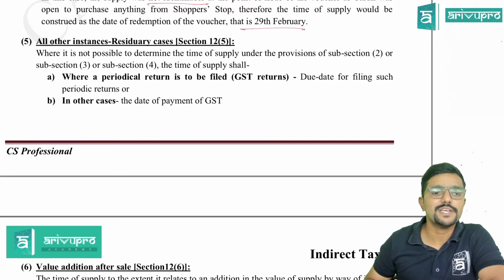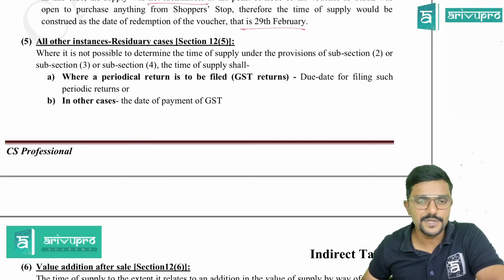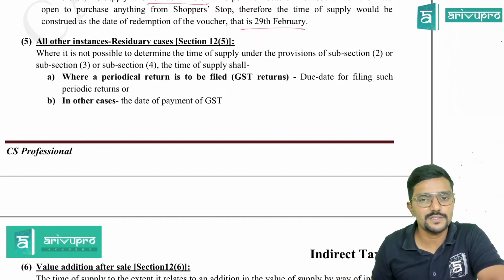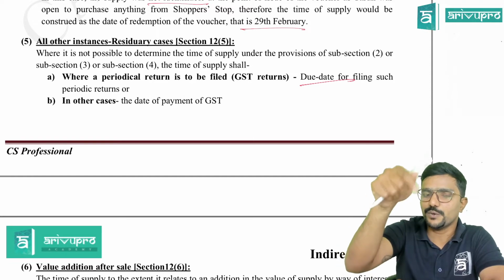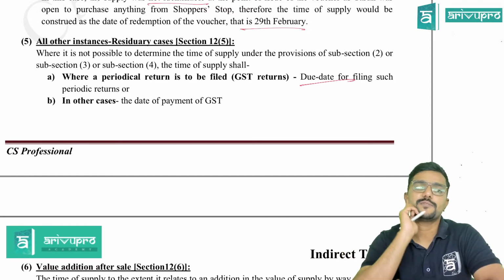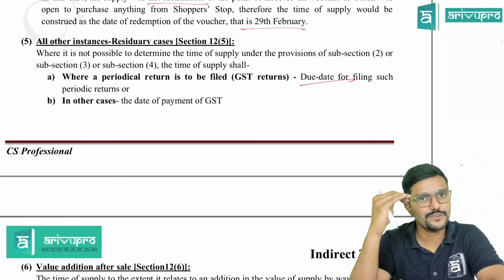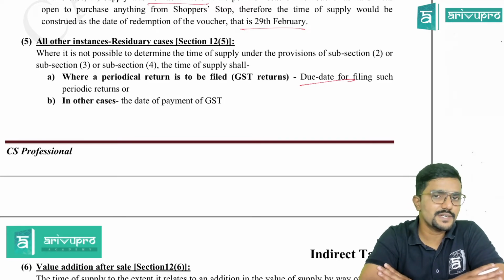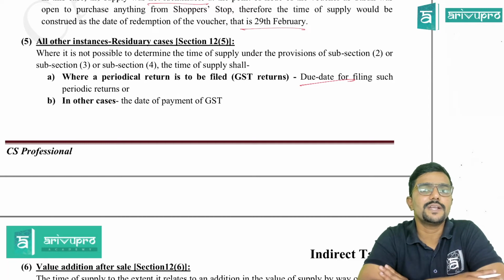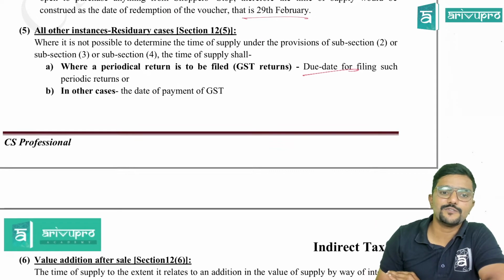So the time of supply shall be, where a periodical return is to be filed, means you are a registered person under GST filing the periodical GST returns, then whatever the due date to file that return, that will be the time of supply. There is a due date set under the Act to file each and every return, which you will learn in the returns chapter. So that due date is the time of supply for you. This is for registered persons, because normally registered persons have to file returns.